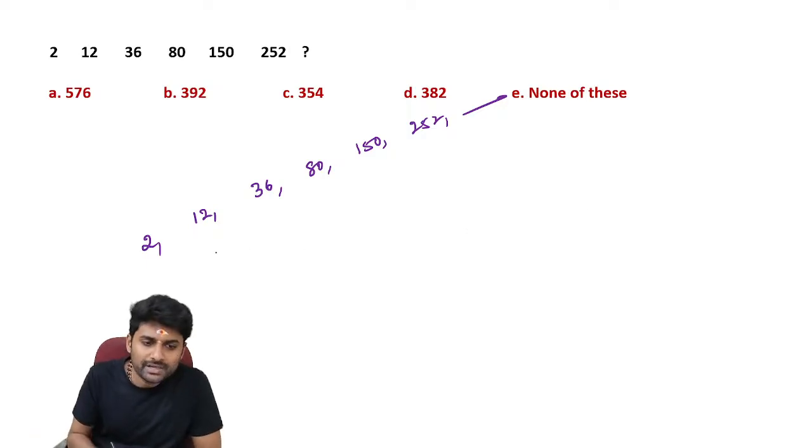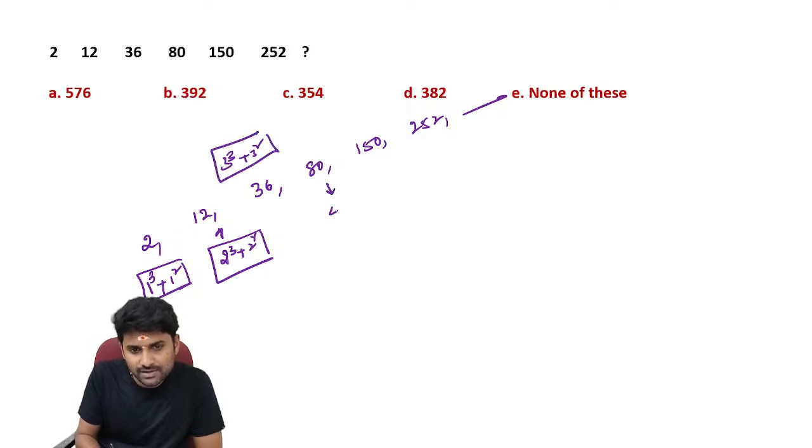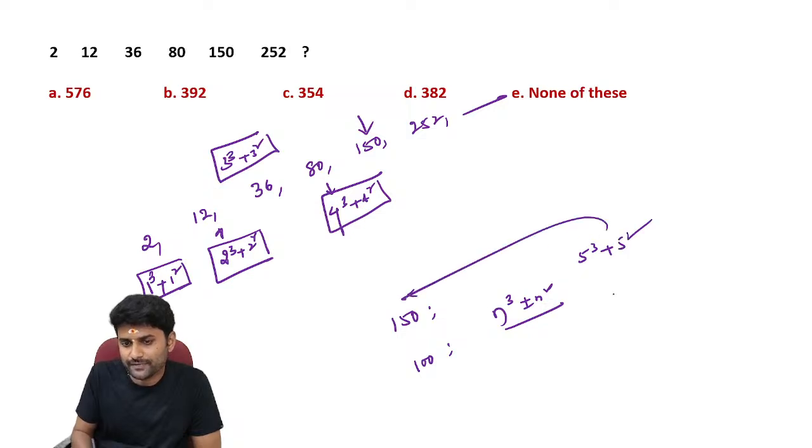See, it's a combination of both squares and cubes. 1 cube plus 1 square is 2. 2 cube plus 2 square is 12. 3 cube plus 3 square is 36. 4 cube plus 4 square is 80. And remember that 150 and 100 are only possible as n cube plus or minus n square. 5 cube plus 5 square is 150. 5 cube minus 5 square is 100.